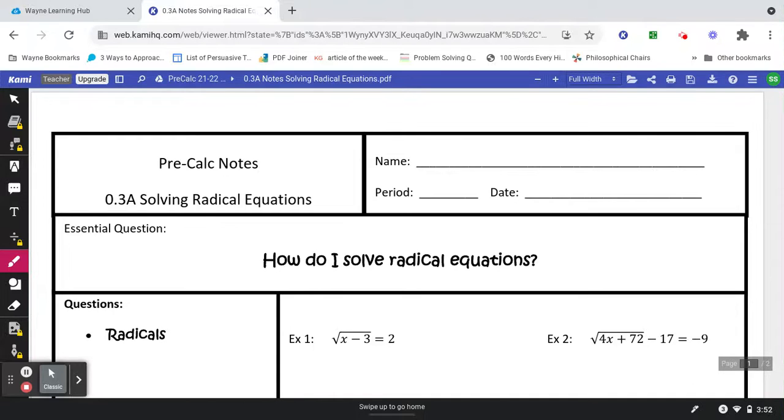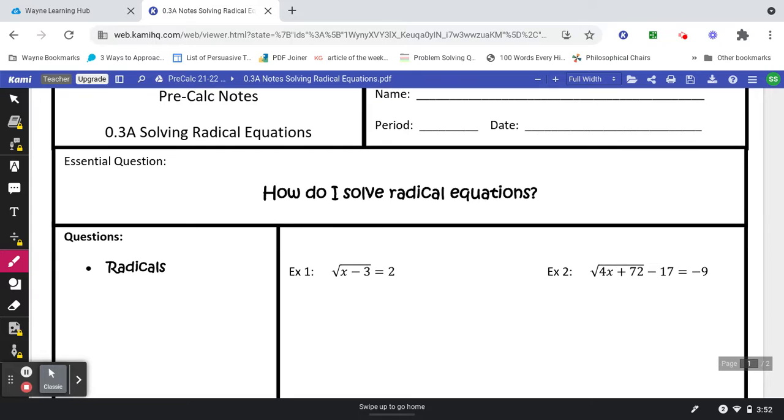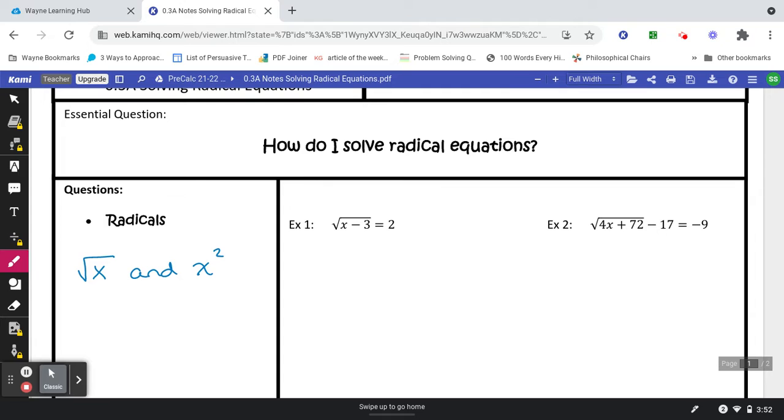These are the 0.3a notes for pre-calc. Today we're going to be solving radical equations. So for radical equations, the opposite of square rooting something is squaring it. So square root and x squared are opposites. If you have one, you want to use the other to get rid of it.